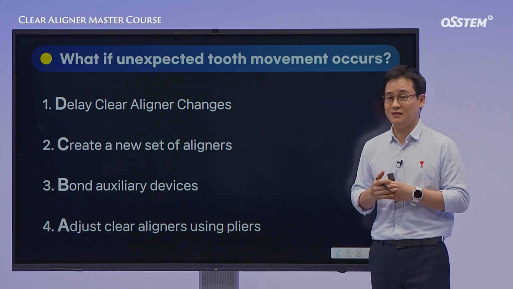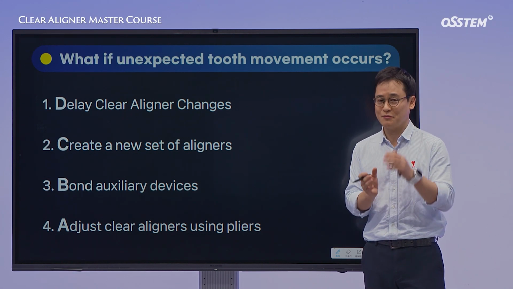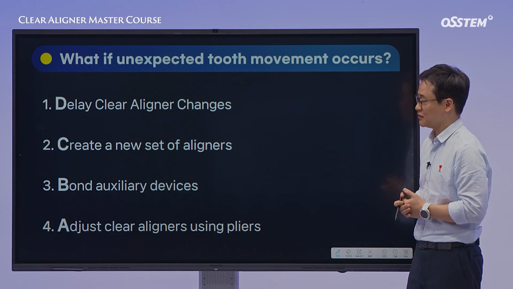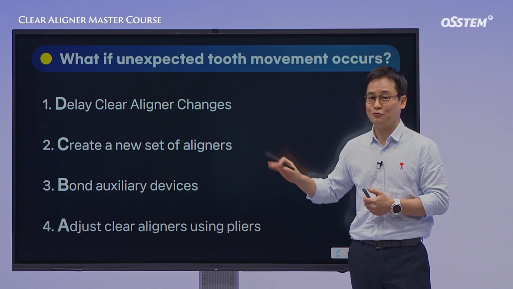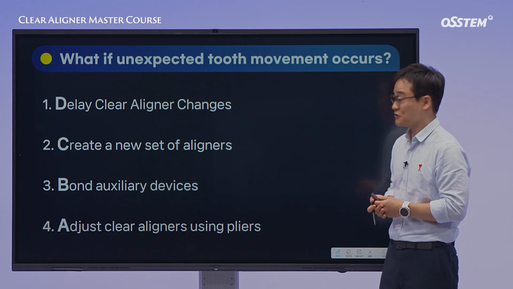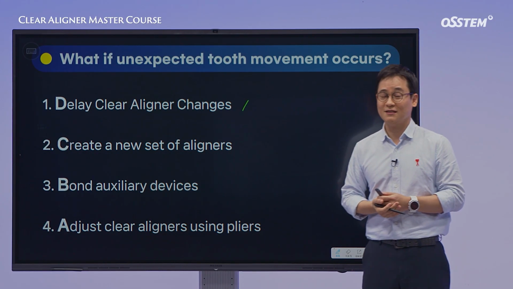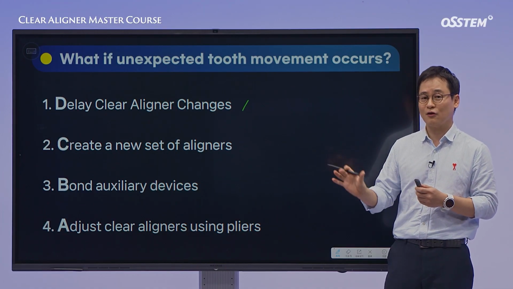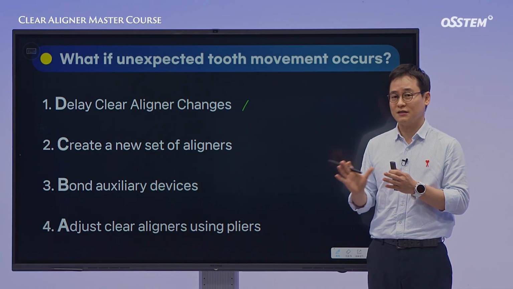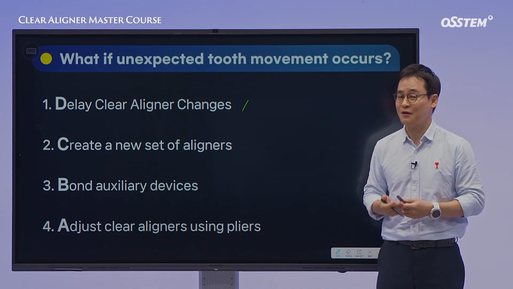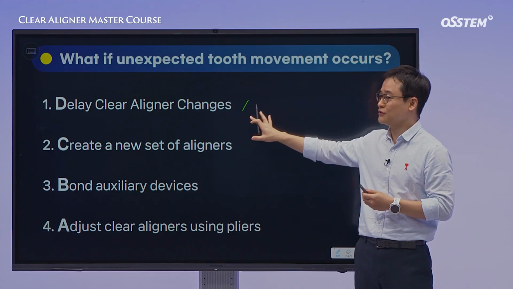So, I'd like to discuss what solutions we have when unintended tooth movement occurs, such as when the teeth aren't tracking well or the aligner doesn't fit properly. I'll explain this using points A, B, C, and D, so let's review them one by one. The point D is having the patient wear the current aligner a little longer. In other words, we delay switching to the next stage and allow more time for the current aligner to work.